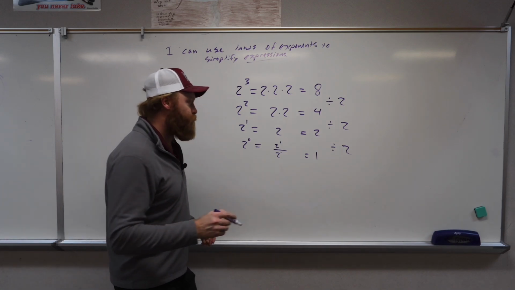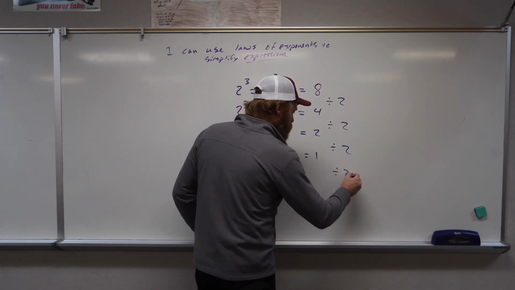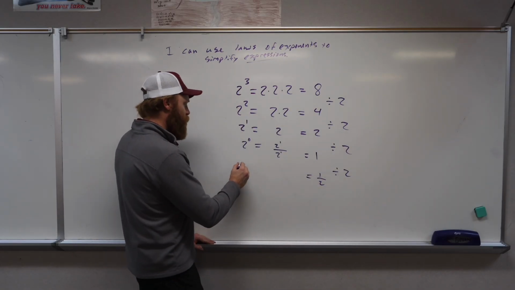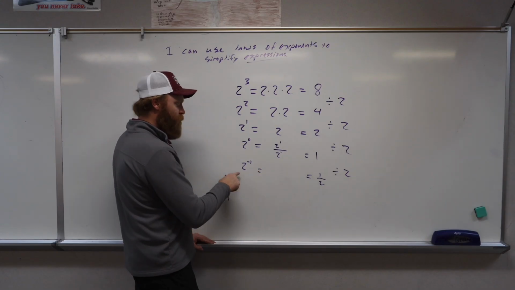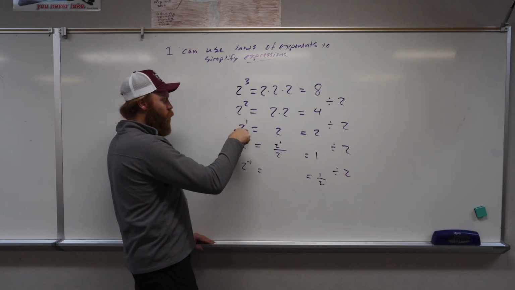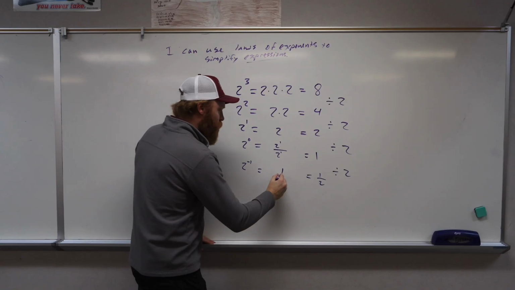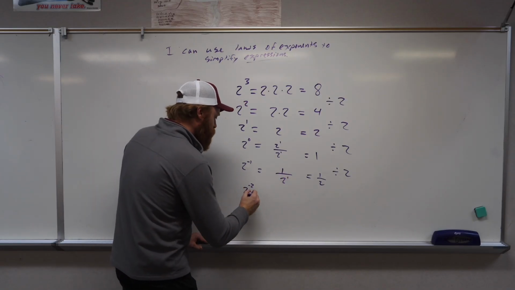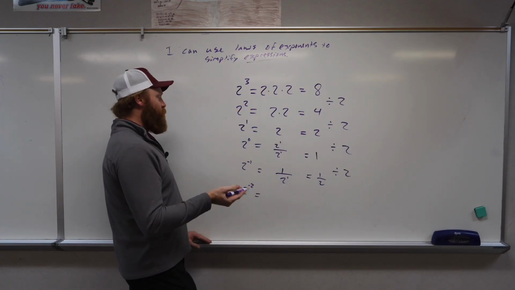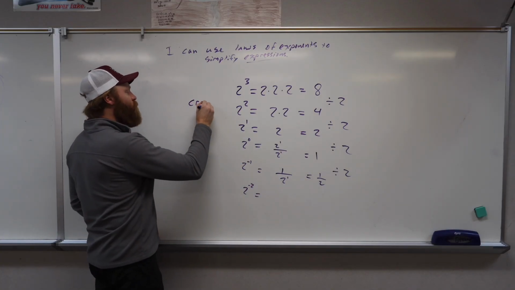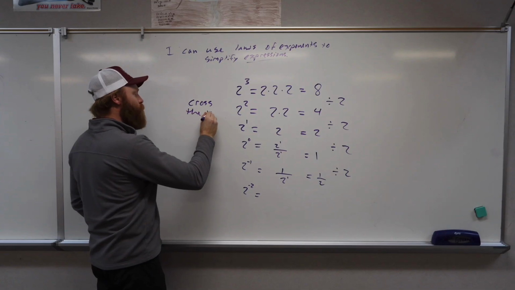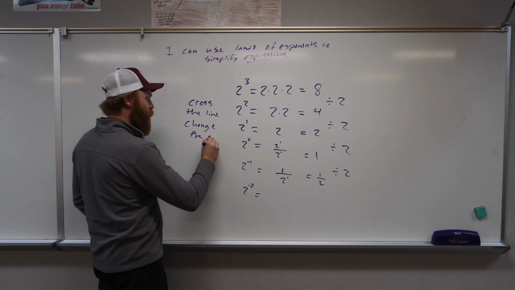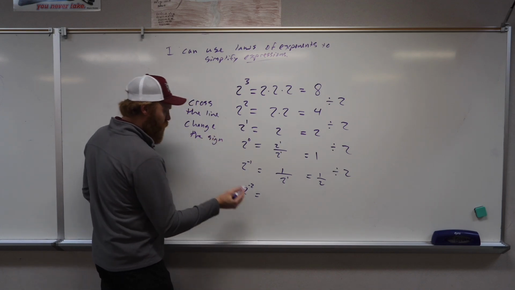Now, continue this. If we divide by 2 again, 1 divided by 2, we could leave that as a fraction, 1/2. And notice that's where we get our negative exponent. So this is going to be 3, 2, 1, 0, negative 1. And we're going to see this 2 to the first power. And then if we continue 2 to the minus 2, we develop this saying, cross the line, change the sign.